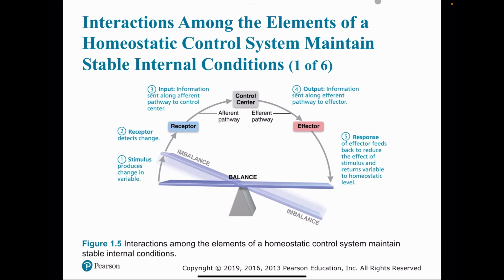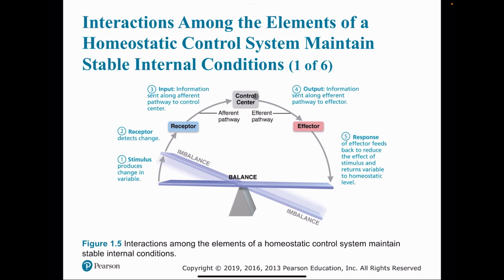So in this image here, we're just seeing the interaction among elements in the homeostatic control systems maintaining stable internal conditions. Essentially, it's just showing what would happen due to an imbalance. The first thing we have here is a stimulus. It produces some kind of change in a variable. Then the receptor, that sensor, will detect the change, sending this information to the control center.